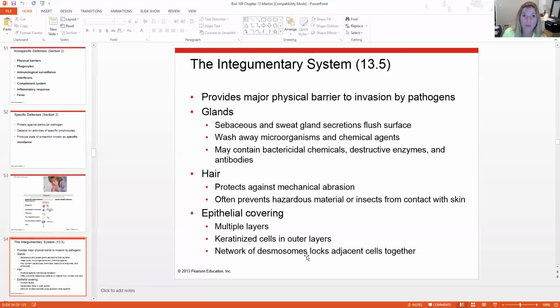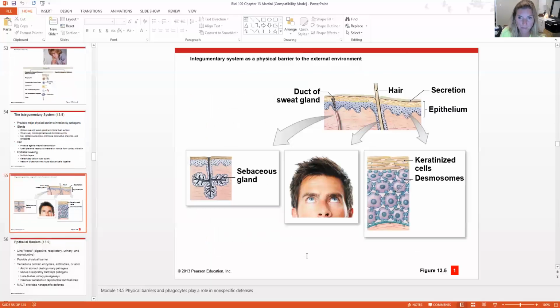Our hair is also there to protect against mechanical abrasion, as well as the sebaceous glands, which are associated with our hair for the oil secretions. And our epithelial covering, which has several layers of keratinized cells to help prevent dehydration, as well as prevent anything from coming into the body, kind of has interlocking cells that go together to prevent invaders from coming in. So this is just looking at the physical boundaries of our integumentary system.